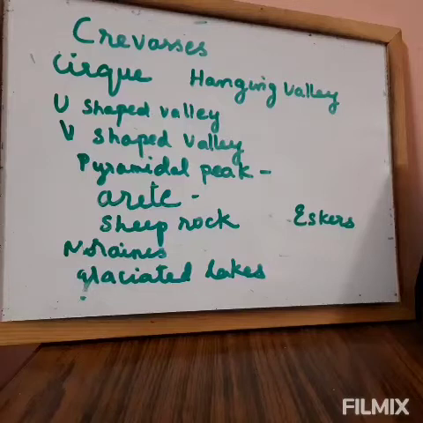Hi, let's see the landscapes formed by moving ice. It's a glacier. Ice, like water, moves and leaves behind a distinct landscape. It can be recognized in mountains and in high latitudes, that is, the regions which are much away from the equator. They are covered with glaciers.